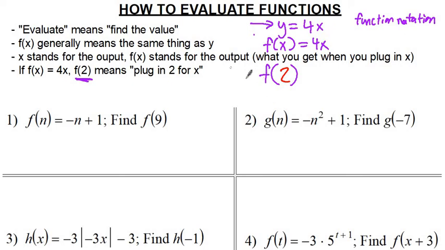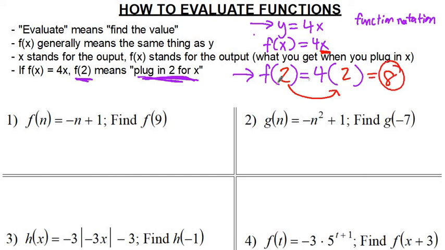So a real simple example, let's look at this one right here. f of 2 is a shorter way of saying plug in 2 wherever I see an x. So the way that I like to do this is rewrite that original function, and where there used to be an x, right here, this is telling me now plug in 2 right there. And 4 times 2 is equal to 8, so that's what f of 2 equals. Okay, that's all that it means.